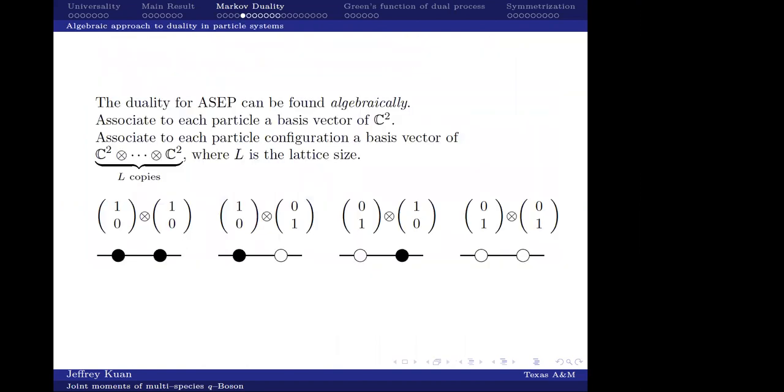Okay, so now I'm going to talk a little bit about the algebraic machinery here. We're going to associate to each particle configuration a vector. So all particle configurations will be a vector space, and that'll be a representation of some algebra. We're going to look at just C2. This has a basis (1,0) and (0,1). To (1,0) you associate a particle, and (0,1) is a hole. On L lattice sites, you just take a tensor product of C2. I wrote out the 4 possibilities when you have 2 lattice sites.